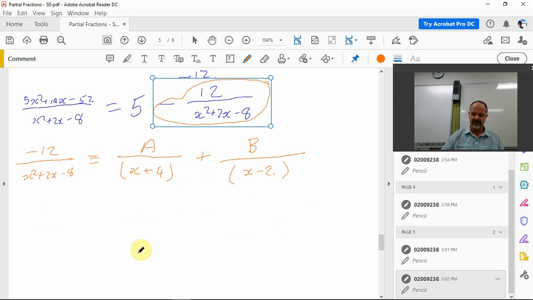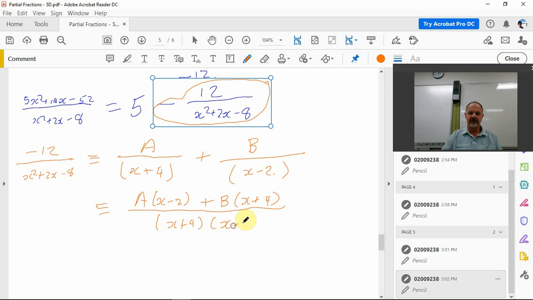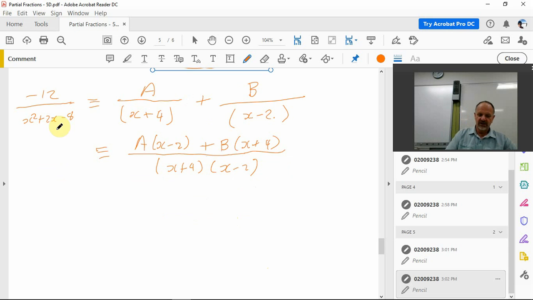All right, so let's now give that a common denominator. So this one's a(x take 2) plus b(x plus 4) over (x plus 4)(x take 2). And so again, if they're equivalent, our numerators are the same. So negative 12 is going to be the same as a(x minus 2) plus b(x plus 4).